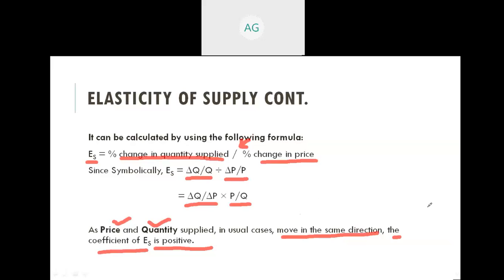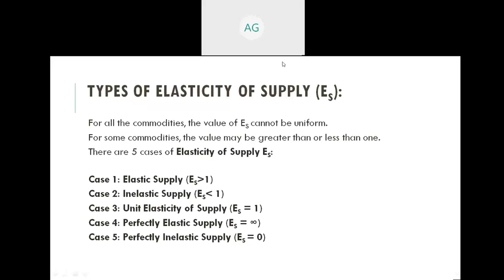So moving to the next slide. Now the next topic is types of elasticity of supply. For all the commodities, the value of ES cannot be uniform. For some commodities, the value may be greater than or less than 1. So there are 5 cases of elasticity of supply.